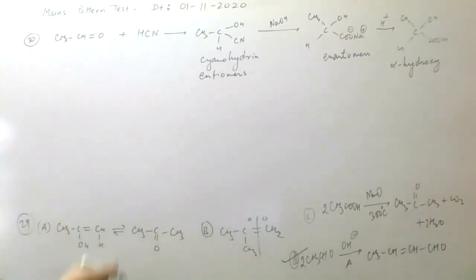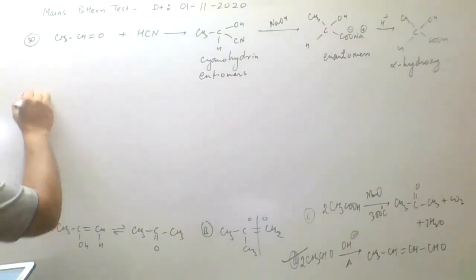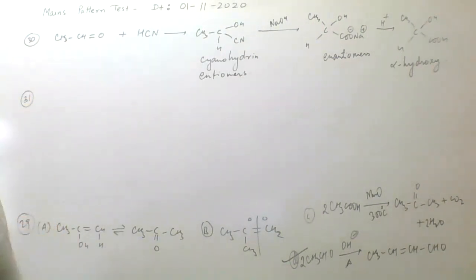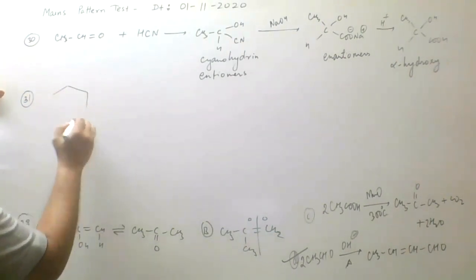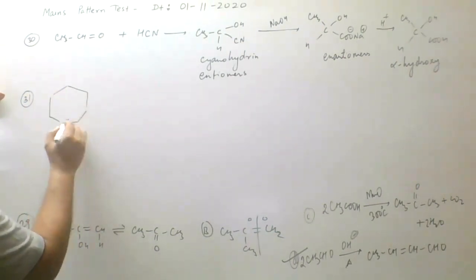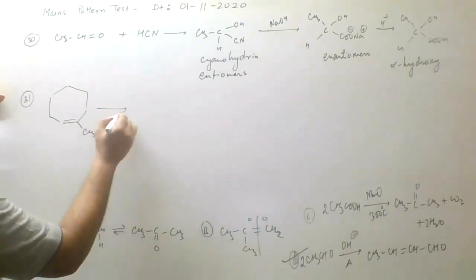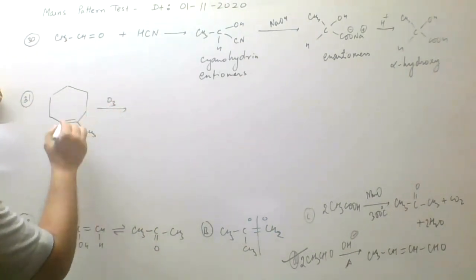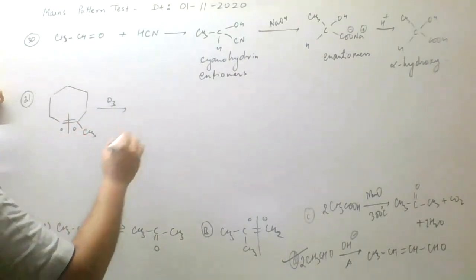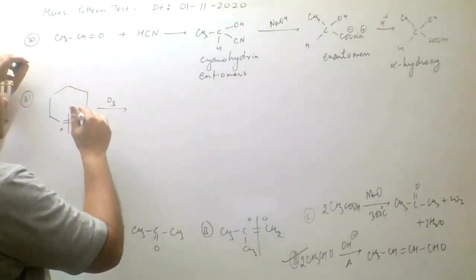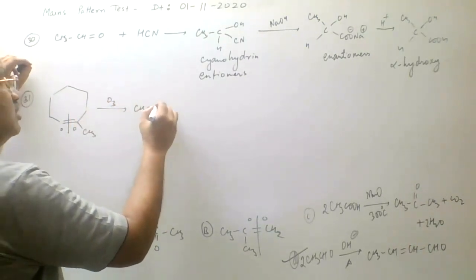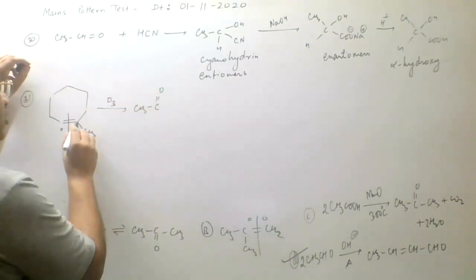Again, question number 31 is on ozonolysis. We are given a ring, a 7-membered ring, which will be like this. If we go for reductive ozonolysis, we'll get one ketone and one aldehyde: CH3, C=O, then CH2, 1, 2, 3, 4, 5, so CH2 five times.